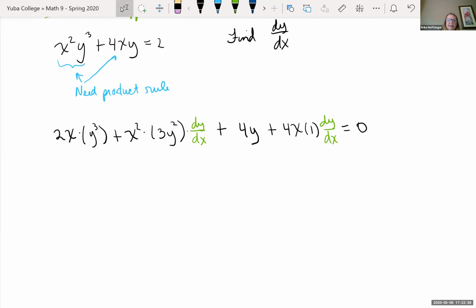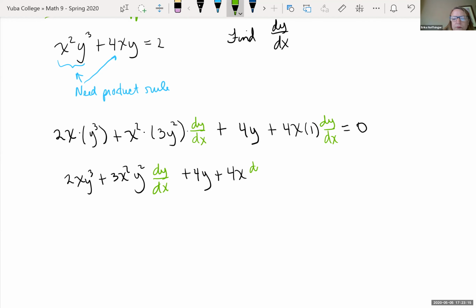Okay, so let's rewrite this. We're trying to get dy/dx by itself. So we're going to try to get all the terms with dy/dx on one side of the equation and all the terms without dy/dx on the other side of the equation. So here we have 2xy cubed plus 3x squared y squared dy/dx plus 4y plus 4x dy/dx equals 0.